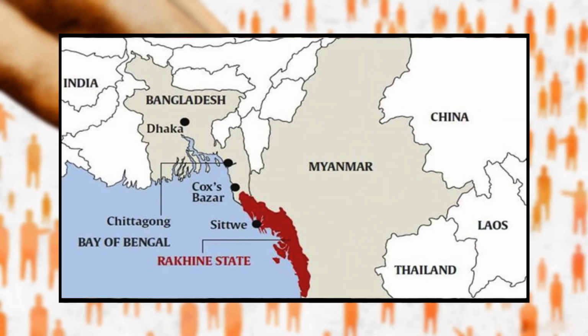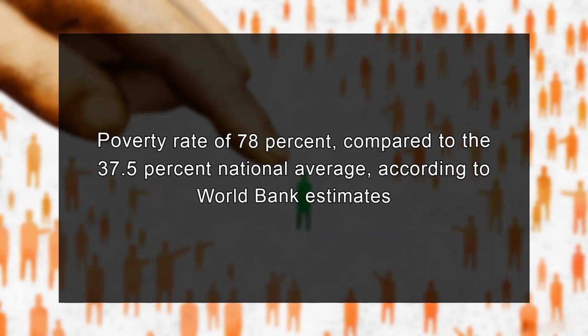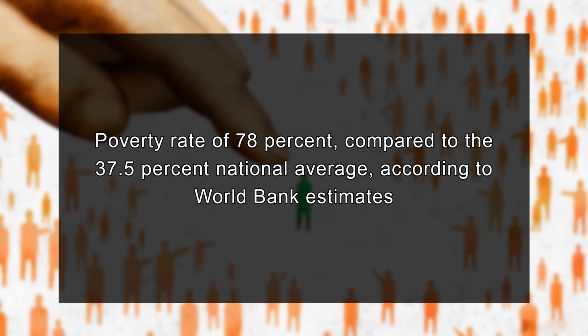Moreover, Rakhine State in Myanmar is the least developed state, with a poverty rate of 78% compared to the 37.5% national average, according to World Bank estimates. Widespread poverty, poor infrastructure, and lack of employment opportunities in Rakhine have exacerbated the cleavage between Buddhists and the Muslim Rohingyas. This tension is deepened by the religious differences that have at times erupted into conflict.